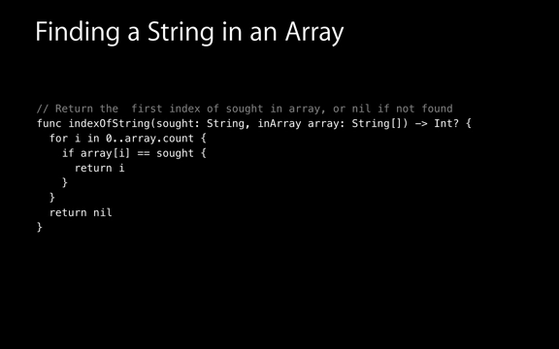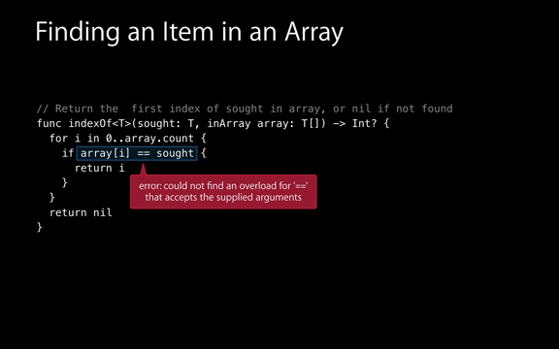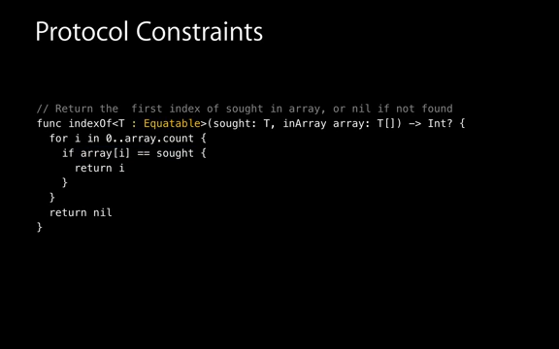Okay, so let's generalize this. First, we just find the concrete types that we want to make variable, String, and we replace those with generic parameters. But it's not quite that simple. Now that T is no longer a known type like String, the compiler isn't entirely sure that we can compare these two things with equal. So let's fix that by constraining T to be Equatable.